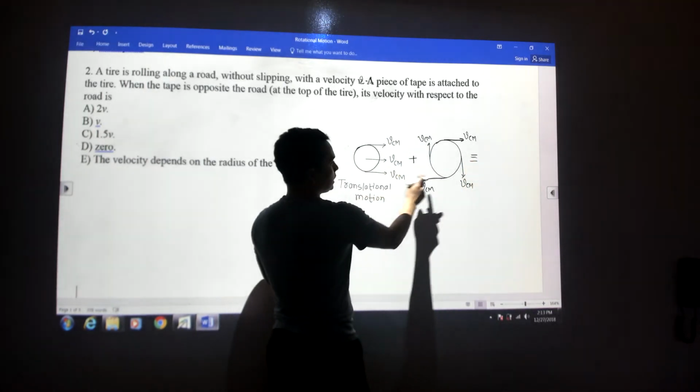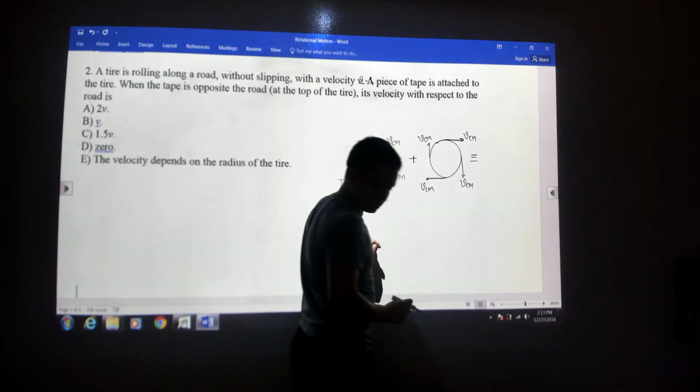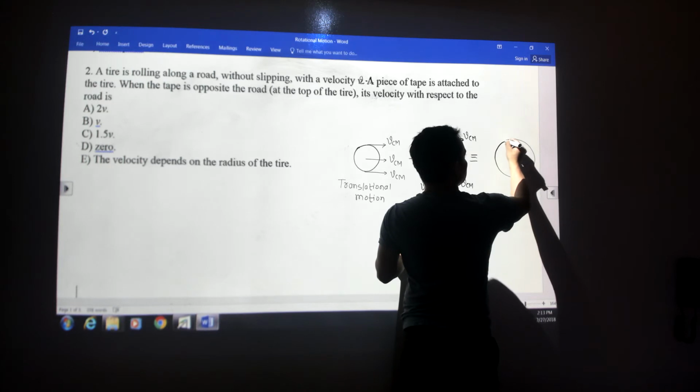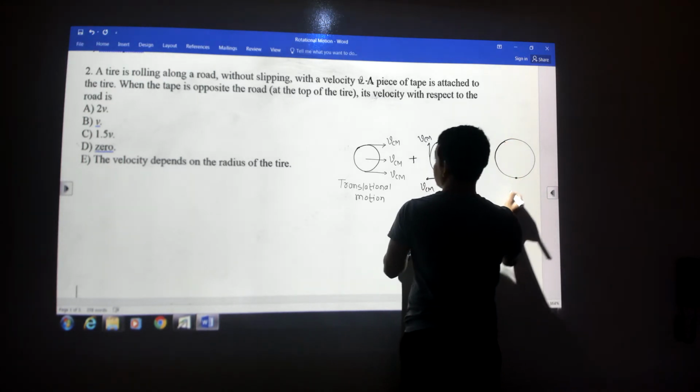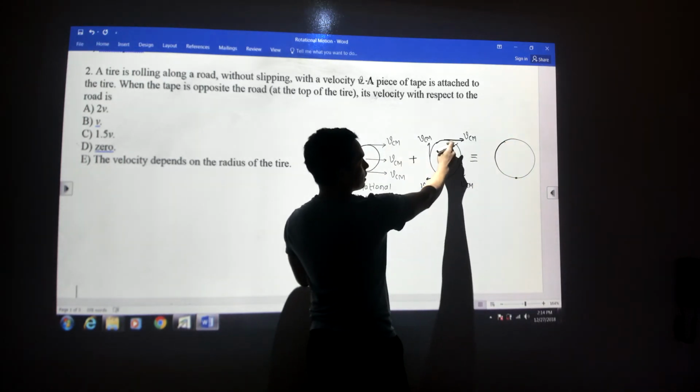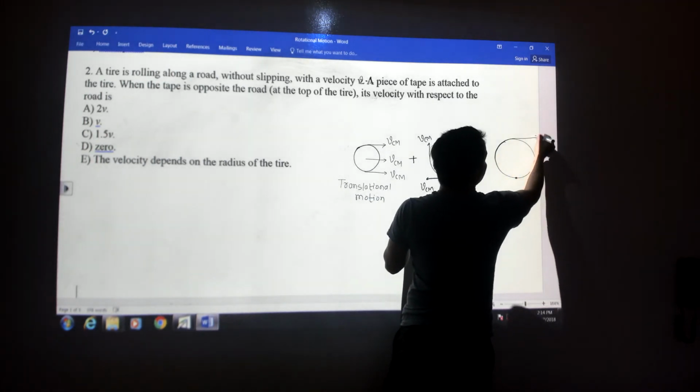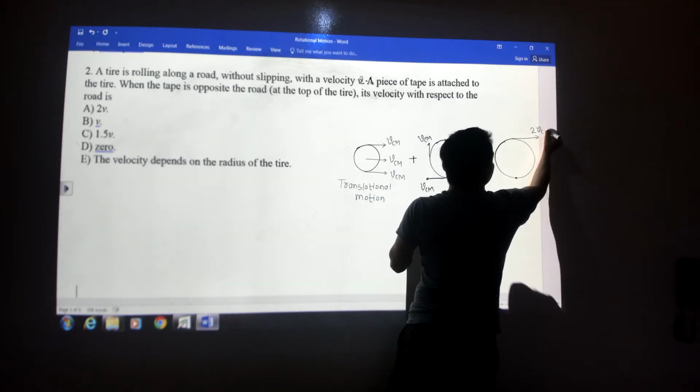So this velocity and this velocity are in opposite directions. So what we will get here, it will be at rest. And this velocity and this velocity will add together. So this one will be 2v.